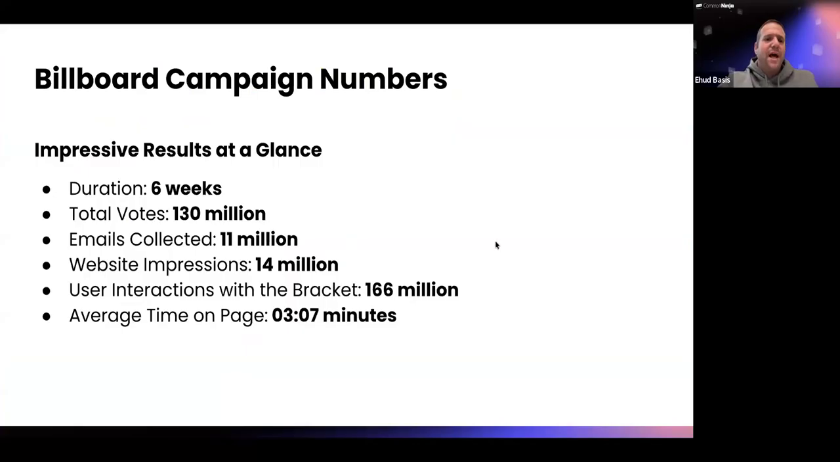So eventually the numbers were huge, and we're going to share them with you right now. The campaign was running from July to August, a 6 week campaign, with 130 million votes, 11 million emails collected, 14 million website impressions, and 166 million user interactions.